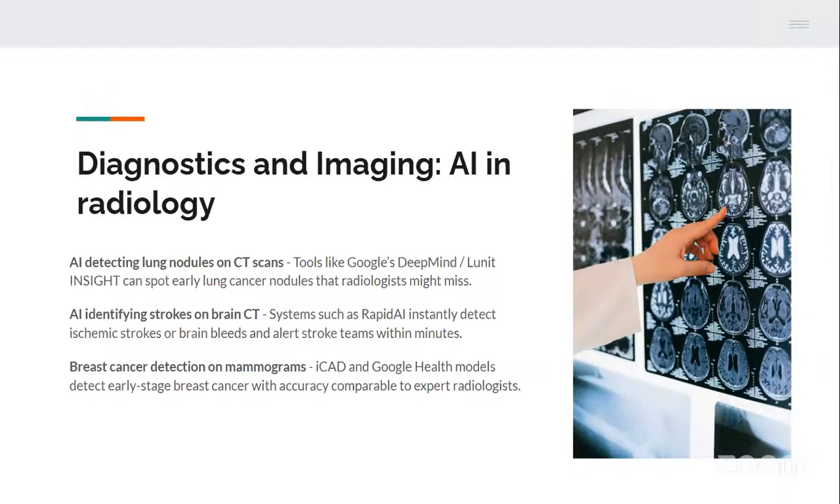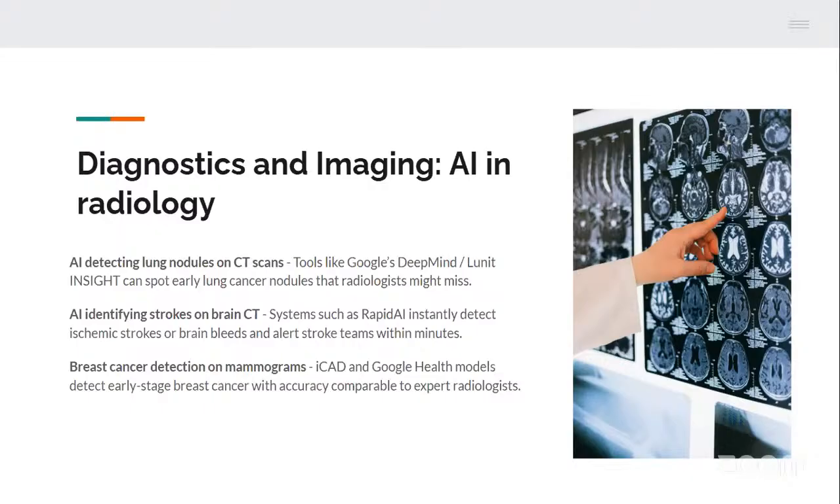Similar to that, AI identifying strokes on brain CT. Here there is a different AI, Rapid AI, which instantly detects strokes or brain bleeds and alerts the stroke team within minutes. Again, it is an enterprise AI. You can't afford it for free. It's really costly. So next is breast cancer detection on mammograms.